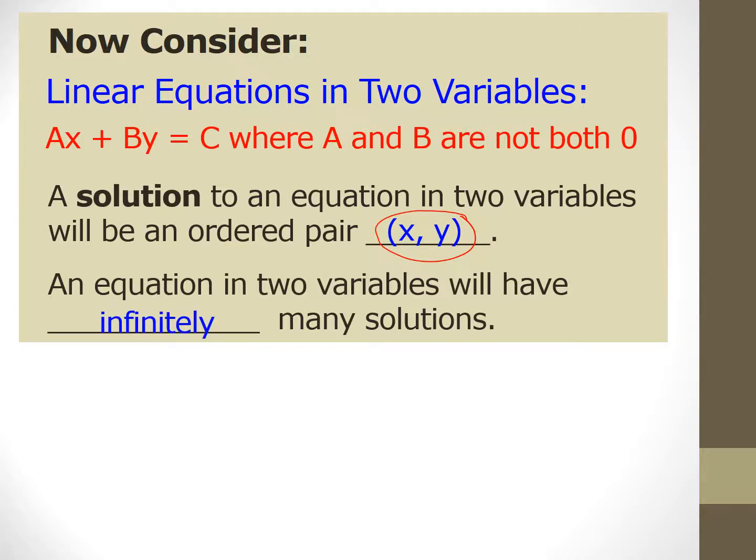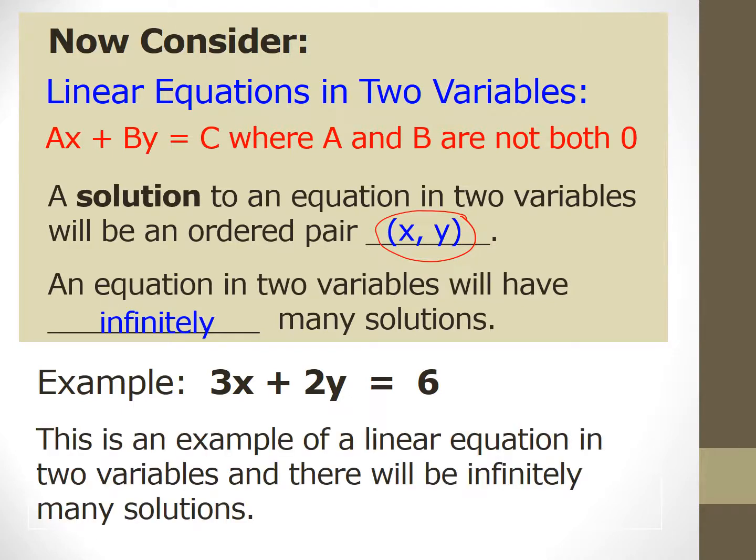We're not just going to find a single solution, we're going to find many. For example, here would be a typical linear equation in two variables: 3x plus 2y equals 6. This is an example of a linear equation in two variables, and there will be infinitely many solutions, and we're going to spend some time looking at those.